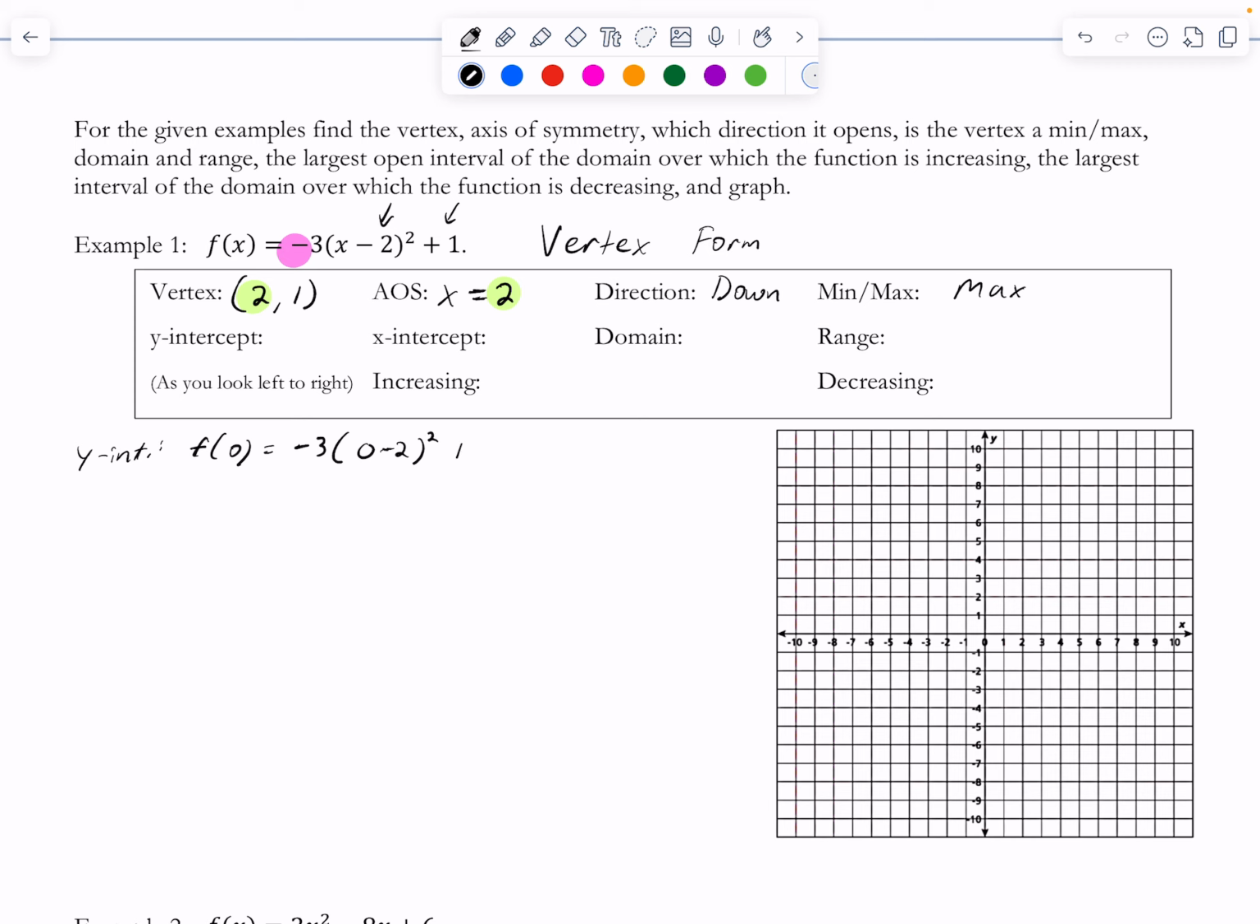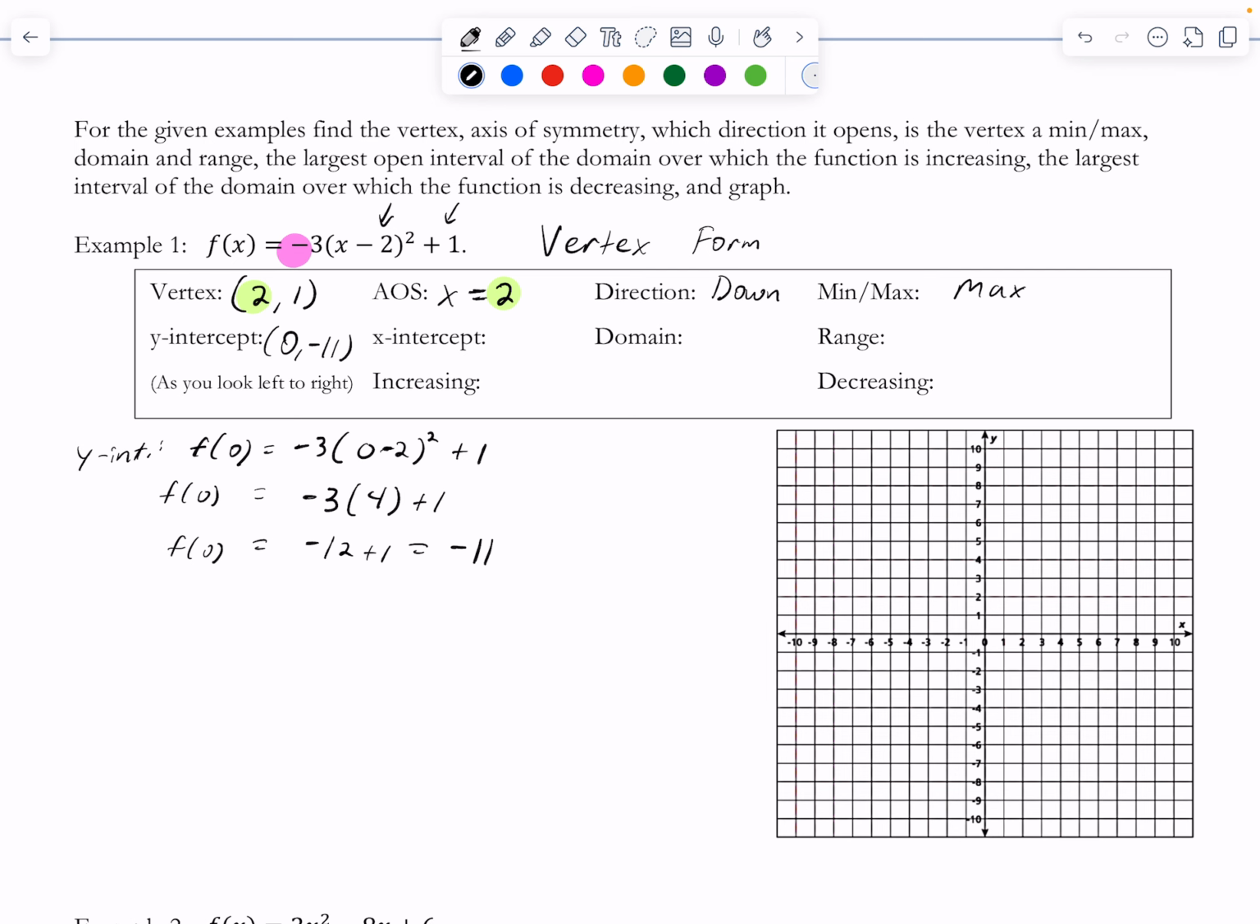Then square that, and then add 1. So I get 0 minus 2, which is -2, squared, which is 4. So that's going to be -12 plus 1, which is -11. Now that is the y-intercept, 0, -11, but I can barely graph that on here. The last piece of it will be way down there, but you still can barely graph it.